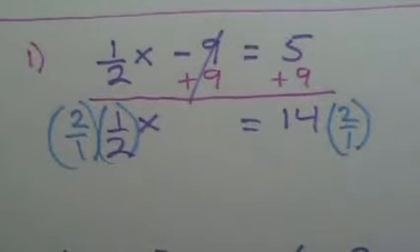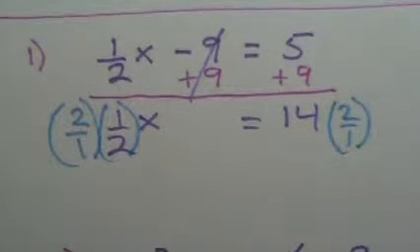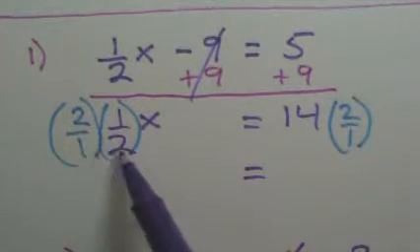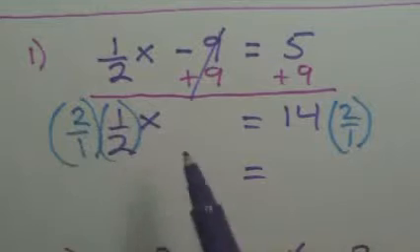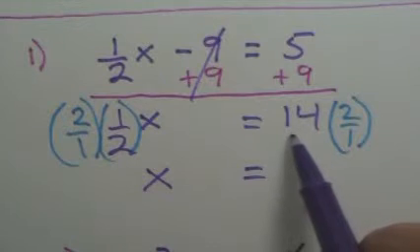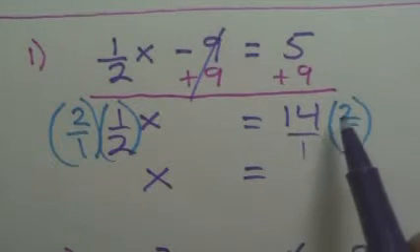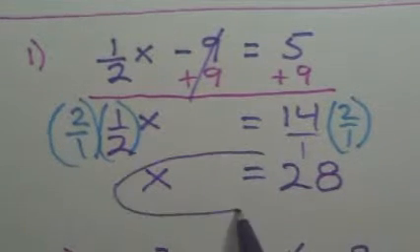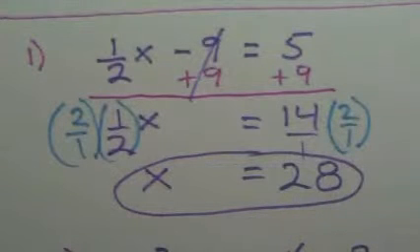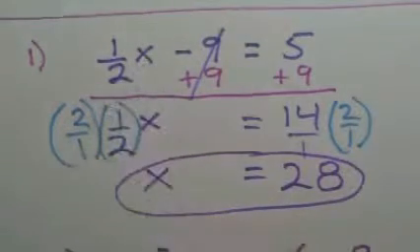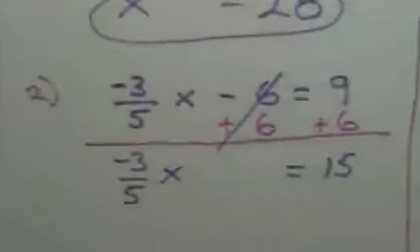Okay, so now we can find our answer. On the left side, notice how all this stuff will cancel. 2 over 2 reduces to 1, that reduces to 1, and you're left with a big X. On the right side, you could think of this as having a 1 under it. So we have 14 times 2, which is 28. 28 over 1, or just 28. And remember, to check it, you can always substitute it in there and see if it works. Okay, number 2.